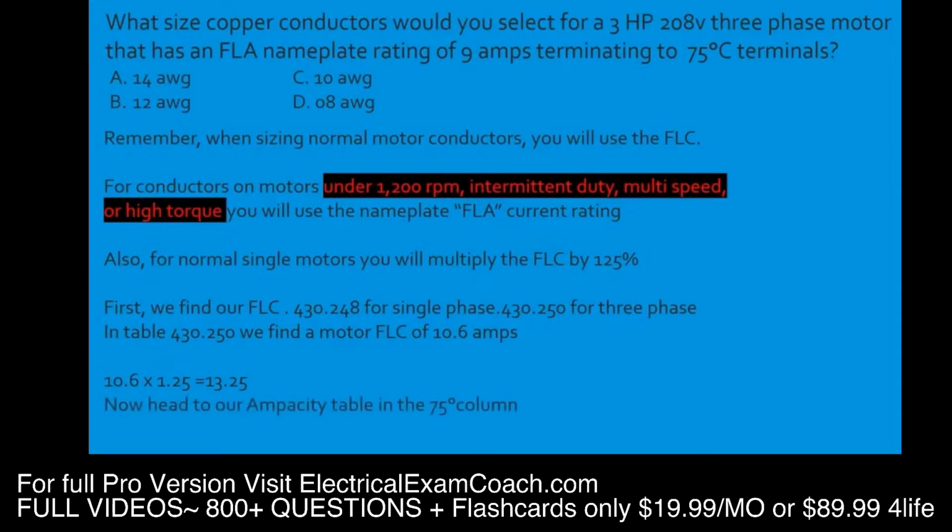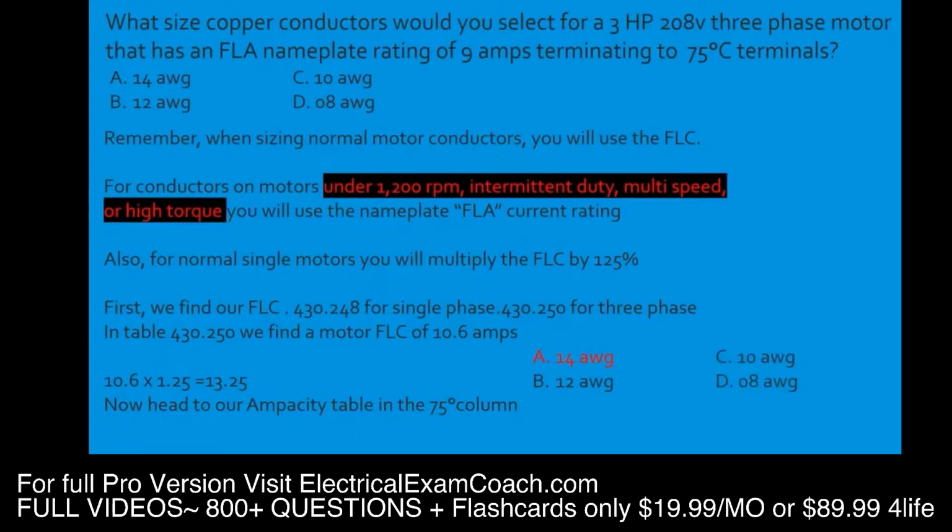Now we head to our primary ampacity table, being sure to select from the 75-degree C column because our terminals are 75 degrees. We're also selecting from a copper conductor. So we go down the 75-degree C side of the copper conductors until we find a conductor large enough to cover the known amp load. And in this case, it's 13.25 amps. And we're going to select A, 14 gauge.